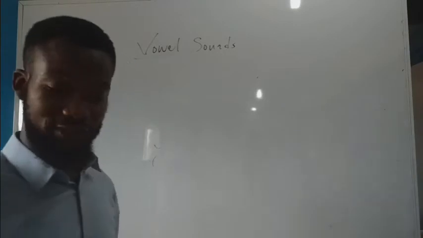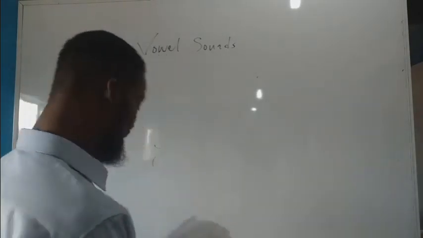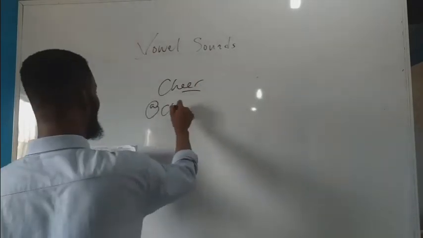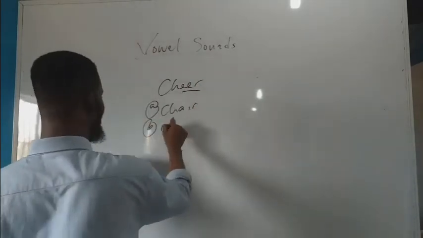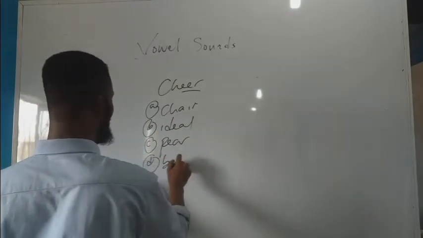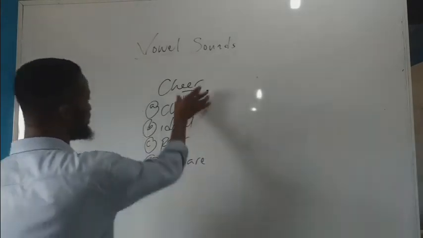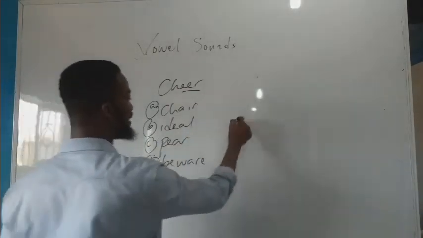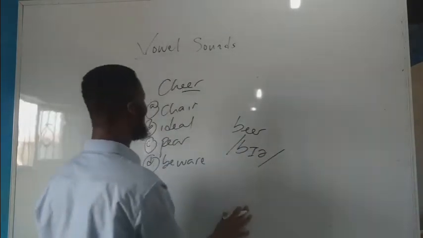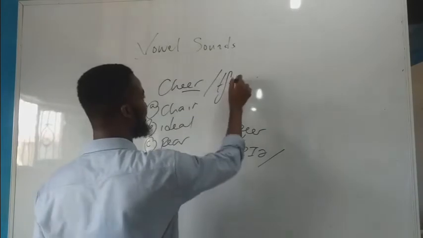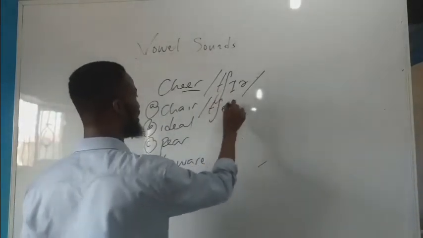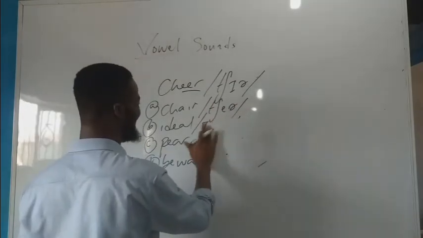A final question for this category is C-H-E-E-R. Alright, option A is C-H-A-I-R, B is I-D-E-A-L, C is P-E-A-R, and option D is B-E-W-A-R-E. This is what we're looking for, E-E-R. And from our case with B-E-E-R, we realize that this can only be pronounced as beer. Alright, so option A is called chair. Option B is called idea.